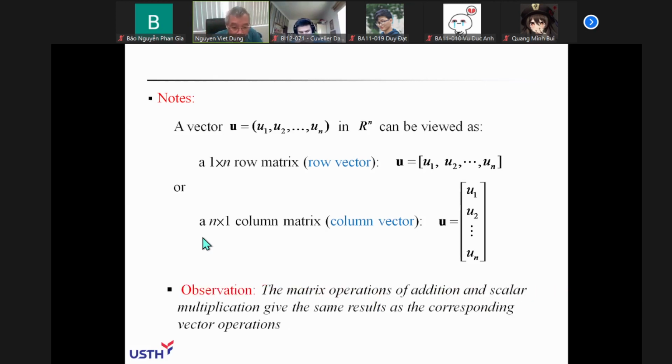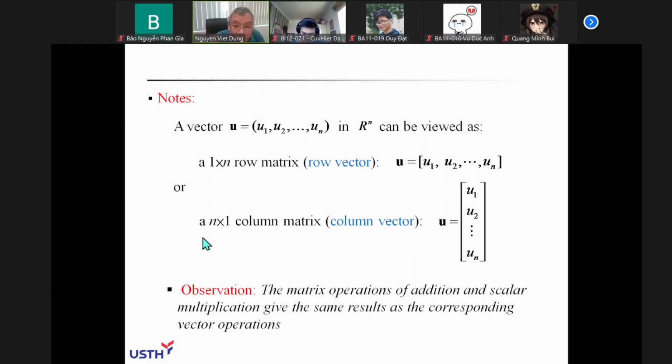And we observe that the matrix operations we studied 2 weeks ago, that is the matrix addition and scalar multiplication of matrices, give the same result if we apply the standard operations on the vectors we defined before the break.